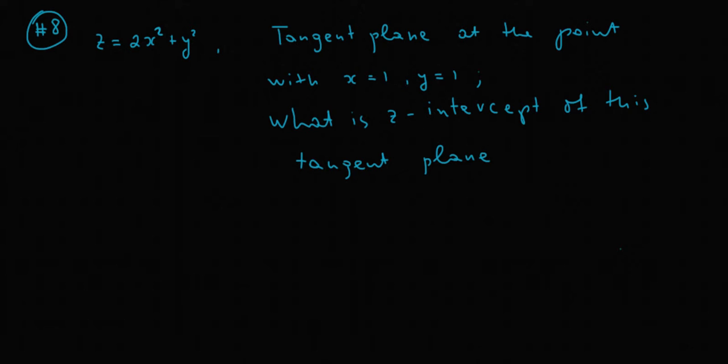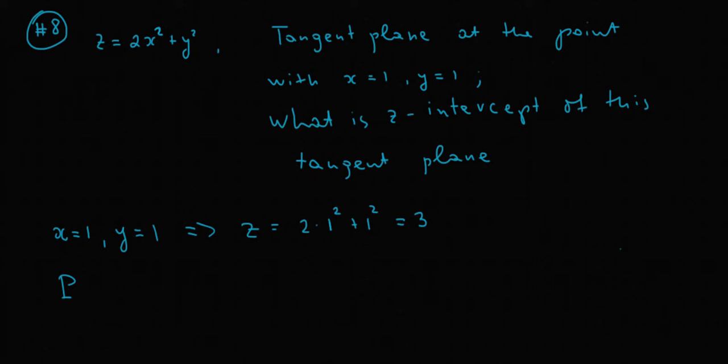Let's begin by calculating the z-coordinate of the point on this paraboloid, which has the given x and y coordinates. This is fairly simple. All we need to do to find the z-coordinate is to plug in x equals 1 and y equals 1 into the equation for this function. And so then the z value will equal 2 times 1 squared plus 1 squared, and that is equal to 3.